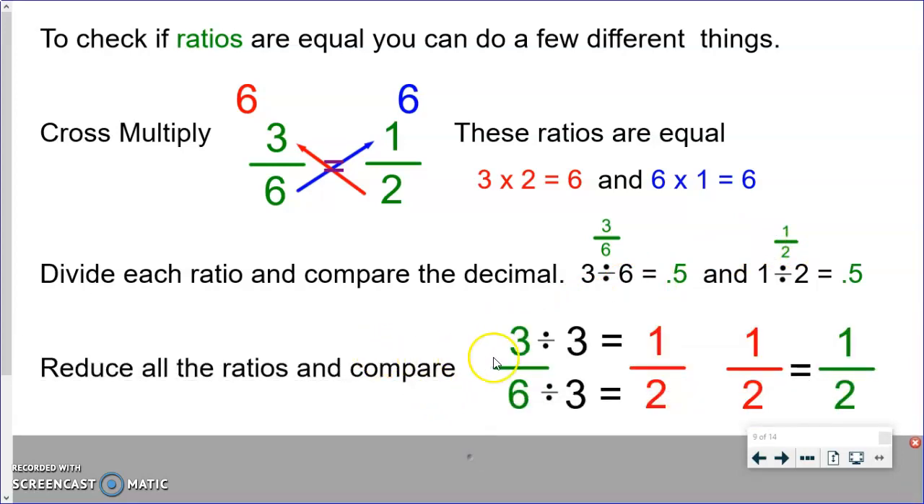And one last way is just to reduce both the ratios, so 3 over 6. To reduce that, we divide the top and the bottom by 3, and you get 1/2. And then 1/2 is already simplified, that's already reduced. So 1/2 is equal to 1/2. If they both simplify or reduce to the same number, the same fraction, then the ratios are equal.